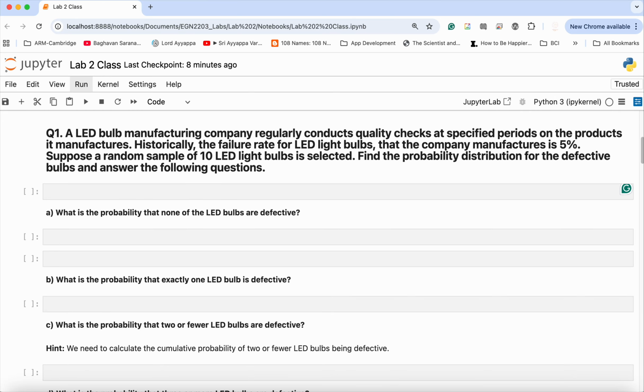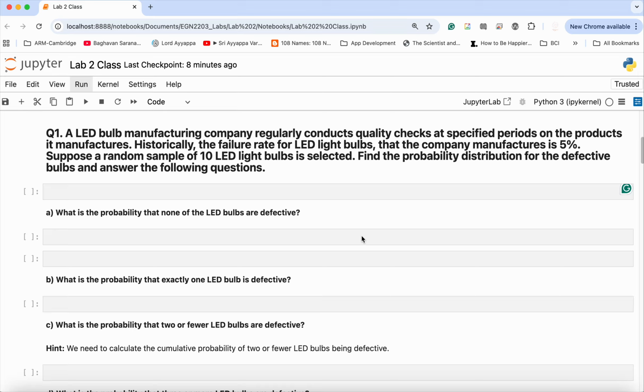The first step is always to understand the question, correct? What is the context? Let's look at the details. An LED bulb manufacturing company regularly conducts quality checks at specified periods on the products it manufactures. Historically, the failure rate for LED light bulbs that the company manufactures is 5%. Suppose a random sample of 10 LED light bulbs is selected. Find the probability distribution for the defective bulbs and answer the following questions.